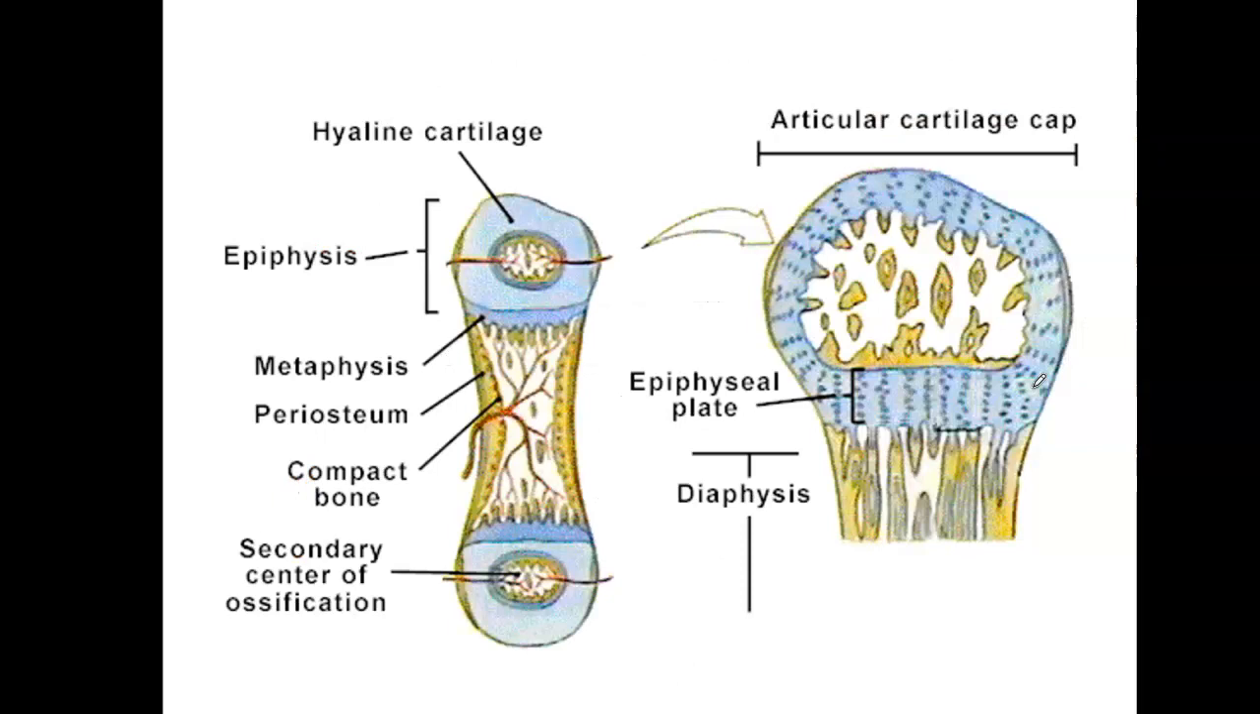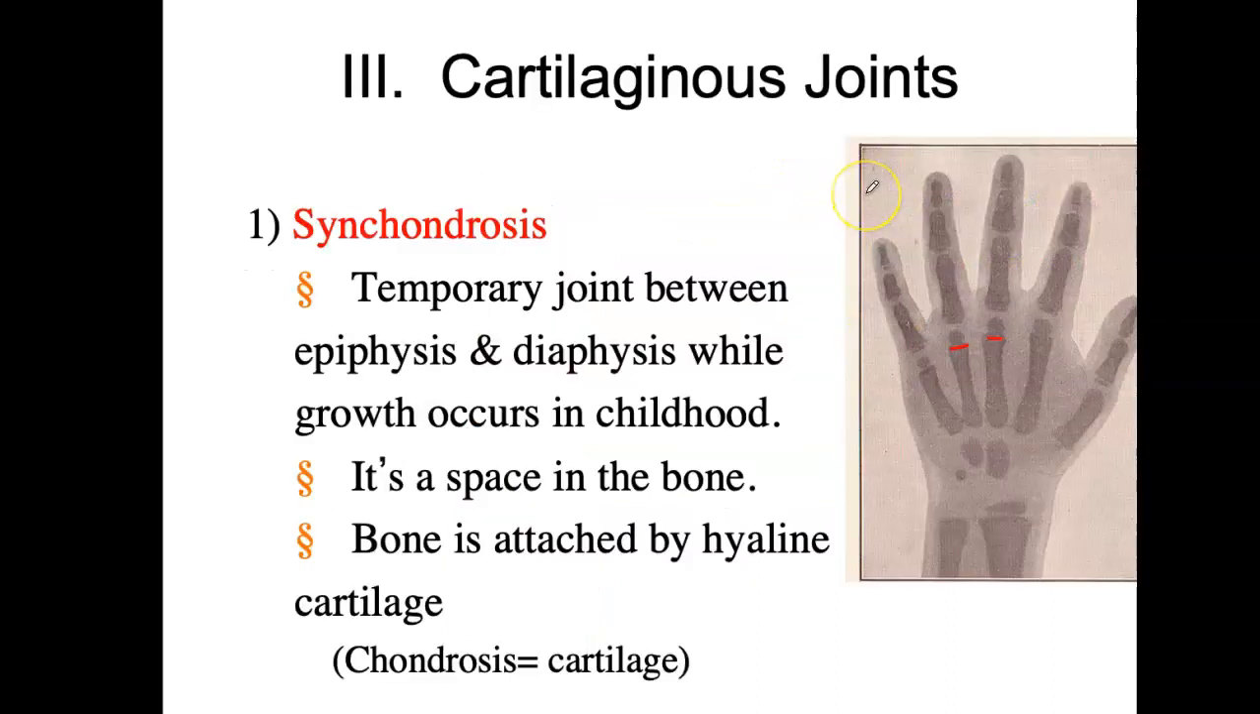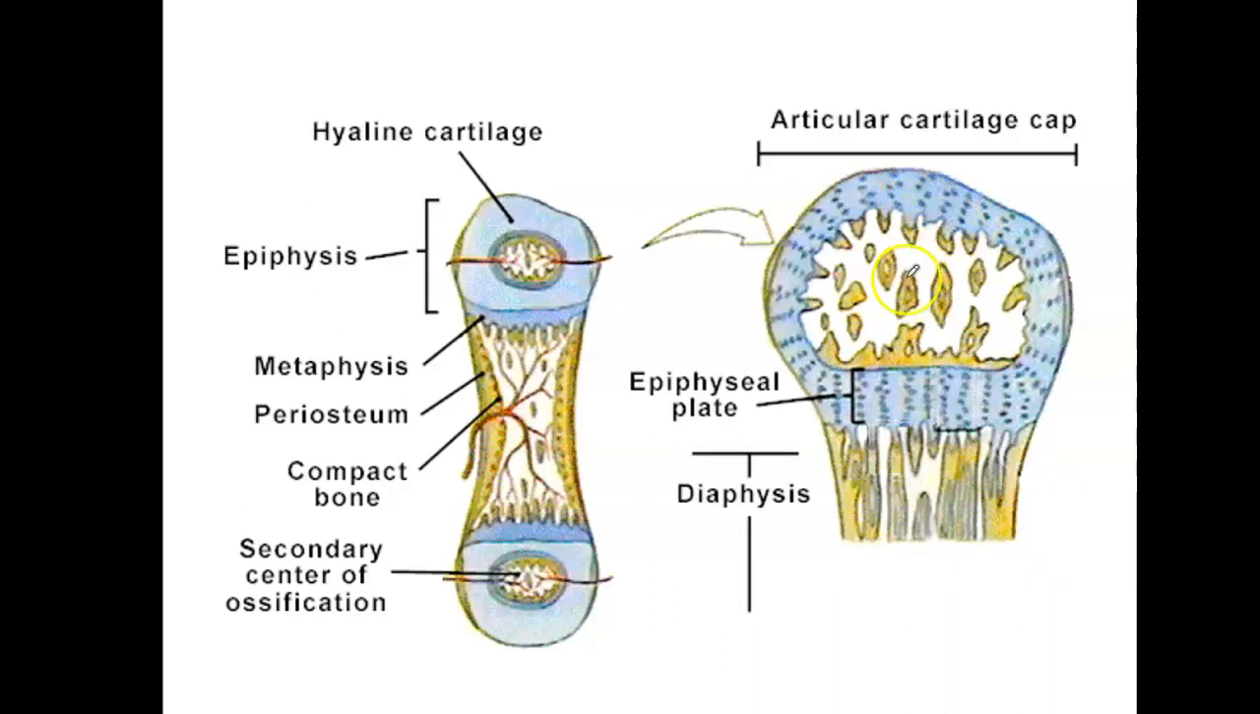Just to go back to some of those diagrams that we had, you have that articular cartilage that's going to make a joint with the other bone, and then this whole piece here of the epiphyseal plate that's still cartilage, and joining these two parts of bone. Hopefully that's all review right now.